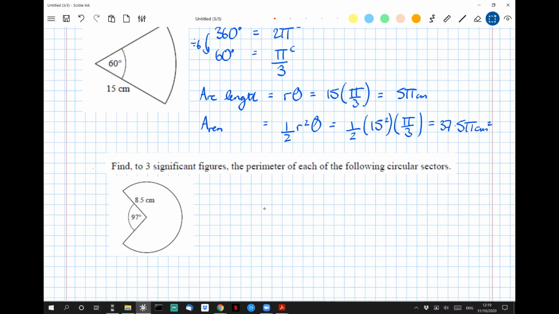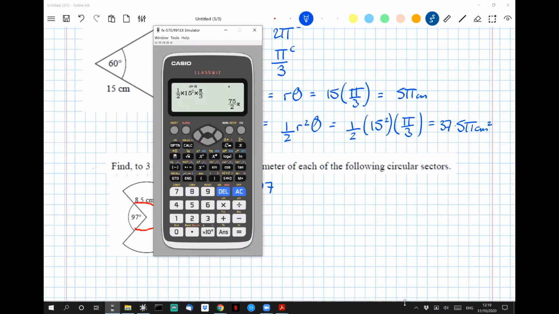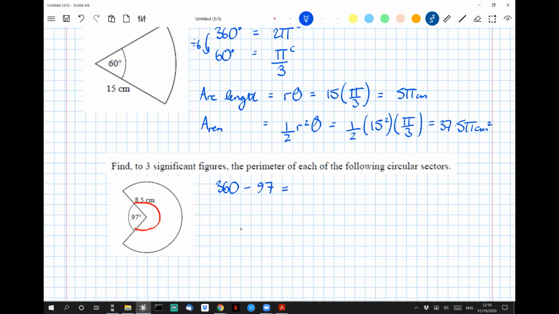So one of the tricks they've thrown at you is that it's in degrees, but the other trick is that they've actually given you an angle that isn't the one that we need. The sector is the bigger part, the closed part, so we actually need that angle there. Easily done though. 360, take 97, equals 263 degrees.